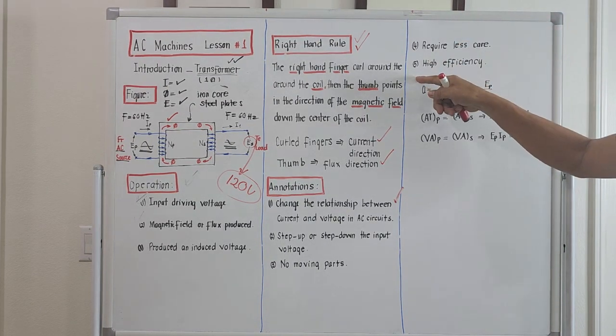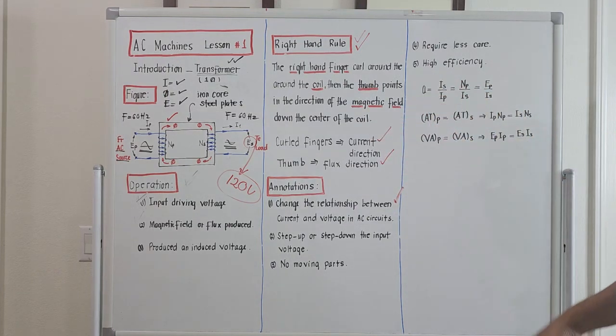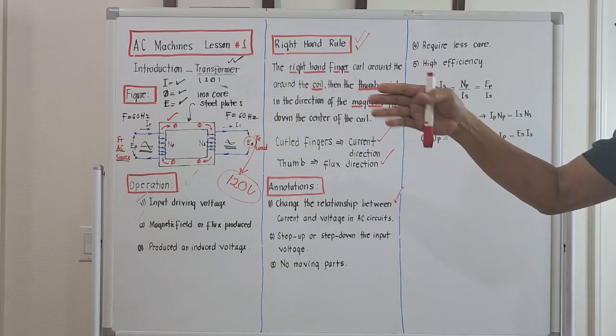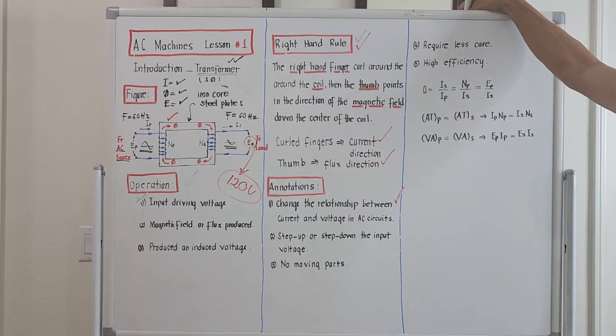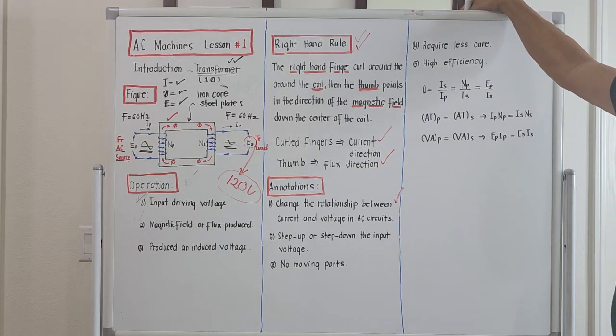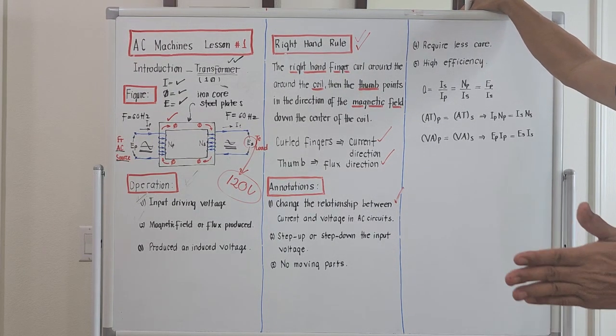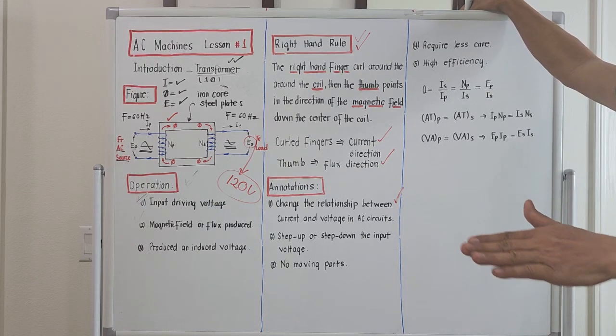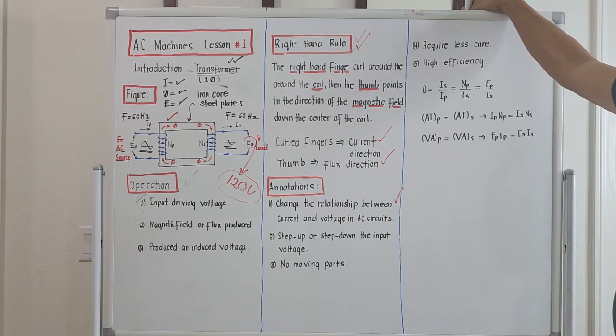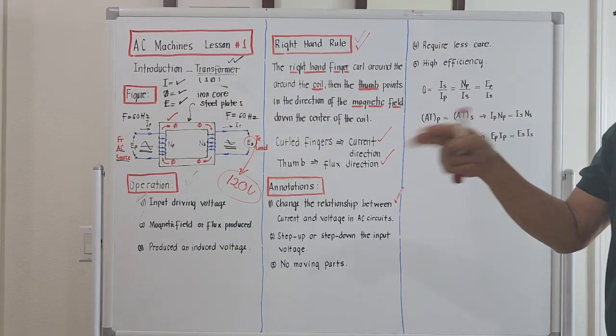And number five, this is regarding calculations already. The efficiency of transformers is high. Transformer efficiency is in the range of 90 to 95%. Because there are no moving loads, of course, the efficiency will be high. Unlike in the induction motor or alternators, there are moving loads. They are moving, right? They are rotating.